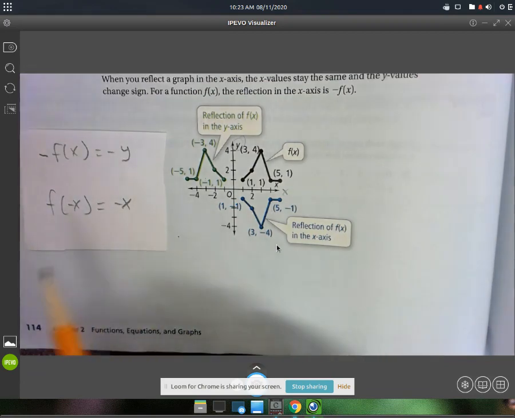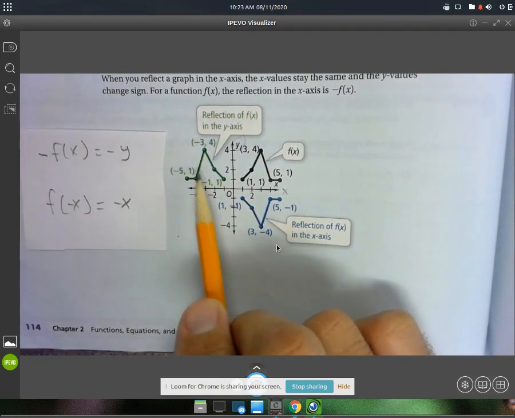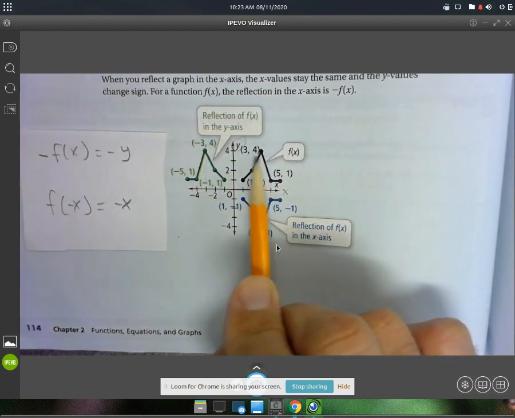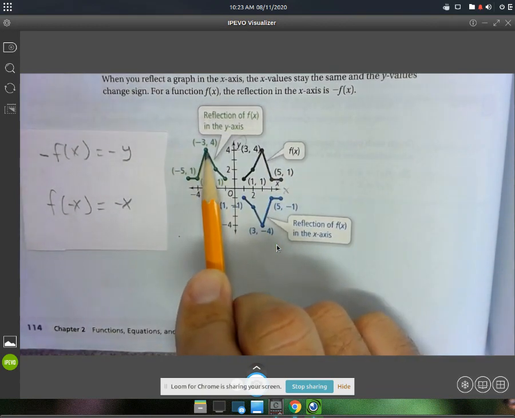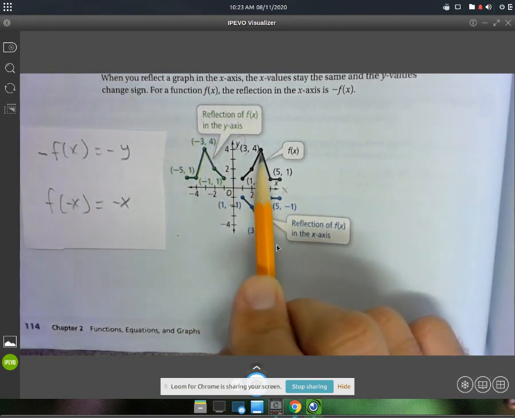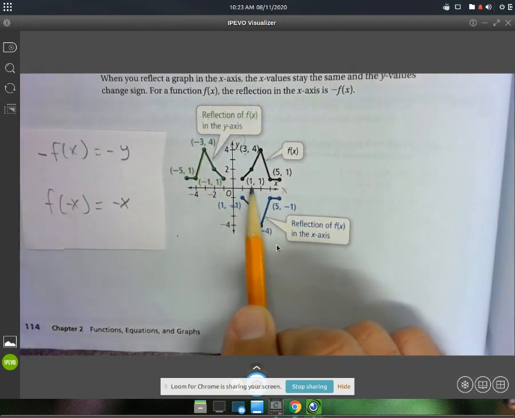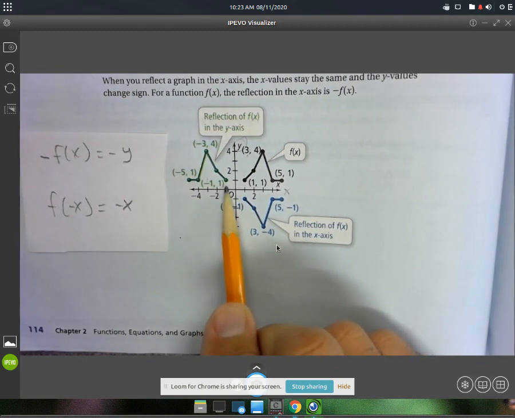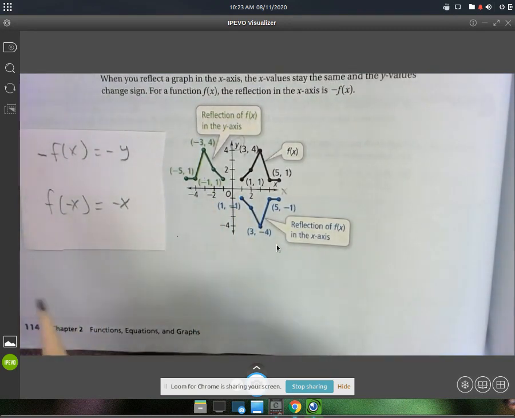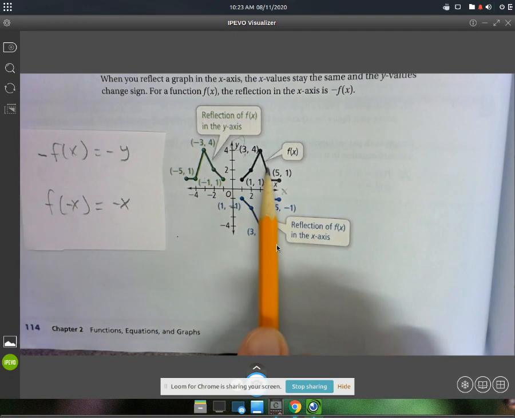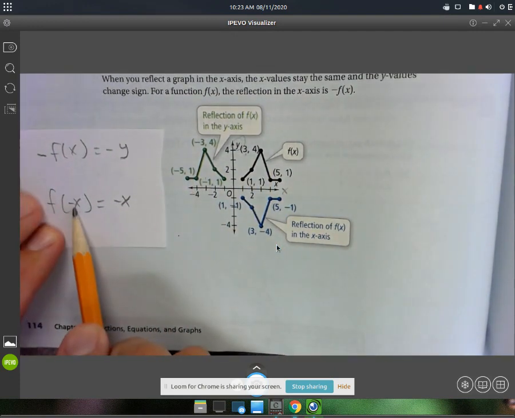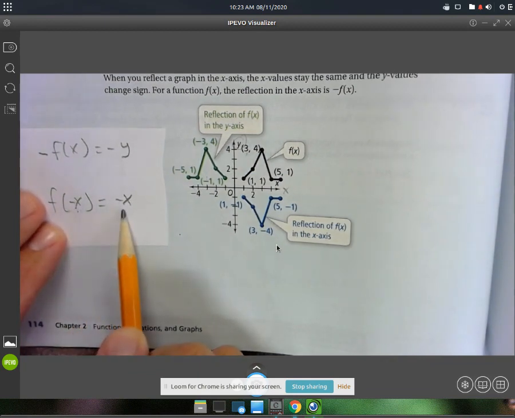And on the green one, you can see here they're not changing the y values, but they're changing the x values. From 3, 4 to negative 3, 4, they're just changing this x value. The 4 stays the same. On the 1, 1, you're getting a negative 1, 1. They're just changing the x value. So that's what you have when you reflect something across the y-axis. It flips it this way. So we're just changing the inputs. We're just changing the x values.